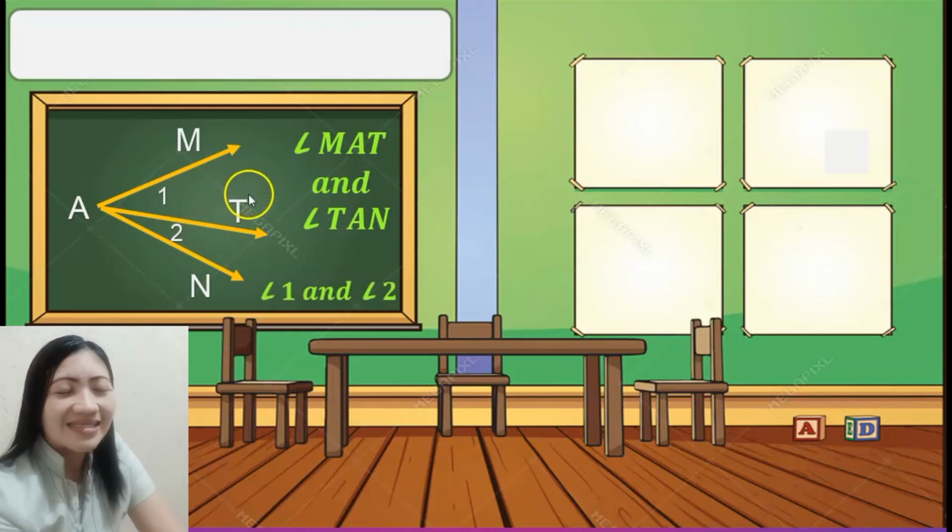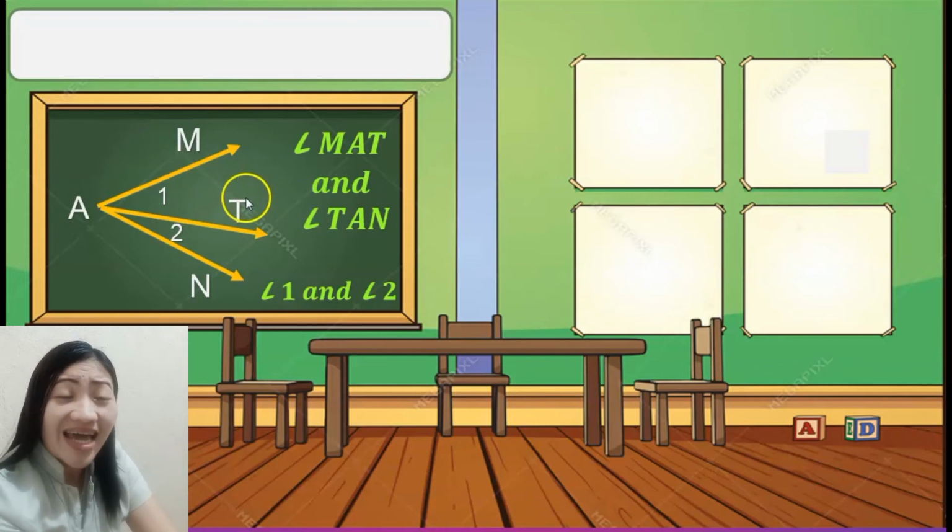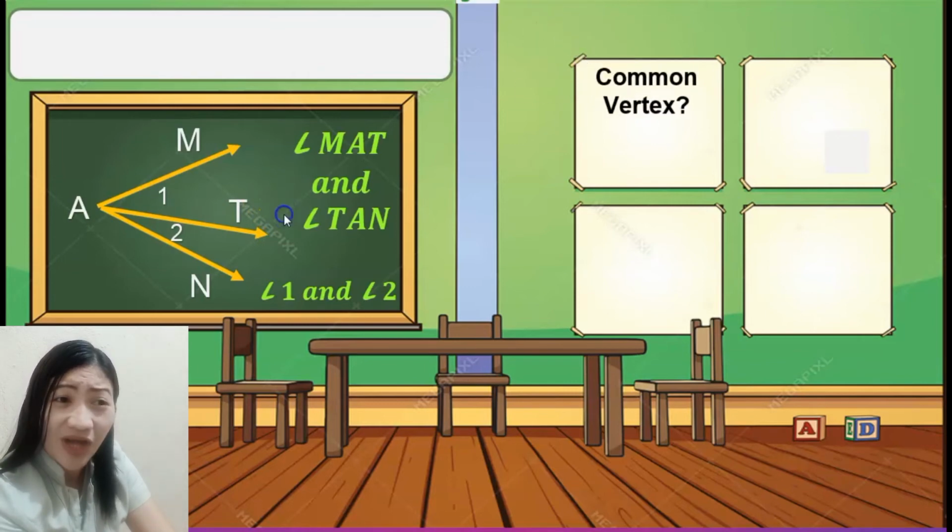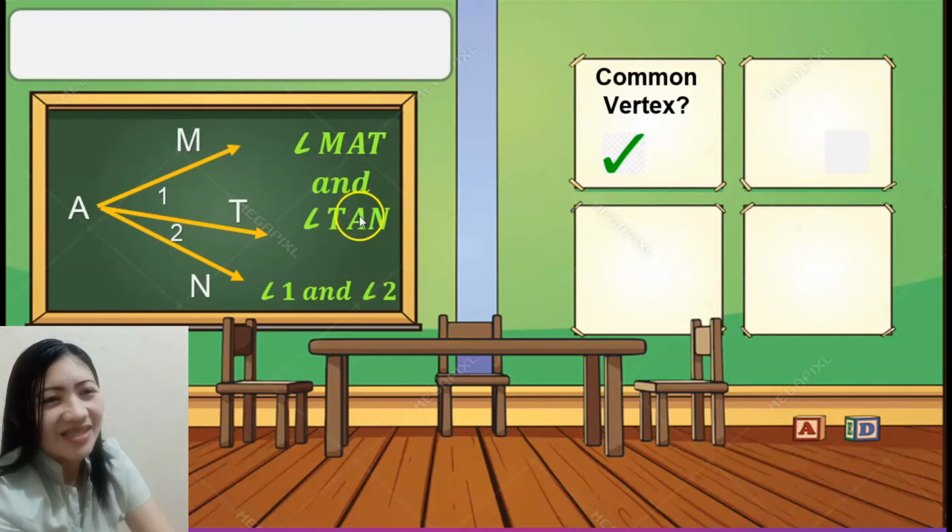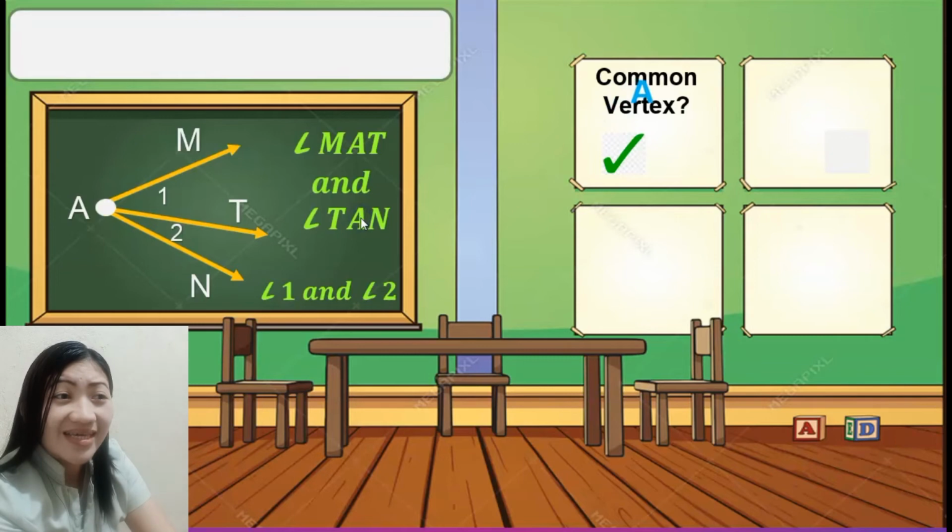So let's analyze the given angles. Is there any common vertex dun sa dalawang angle? May common vertex ba sila? So the answer is yes, there is. And what is their common vertex? So ang common vertex nila is point A.